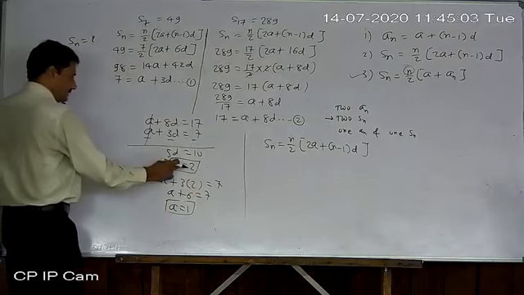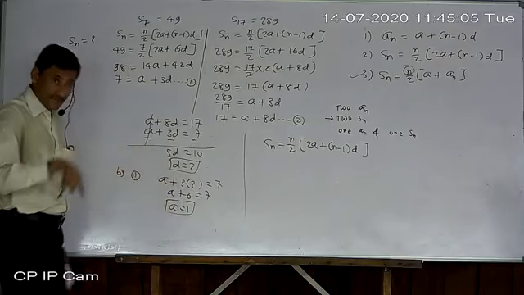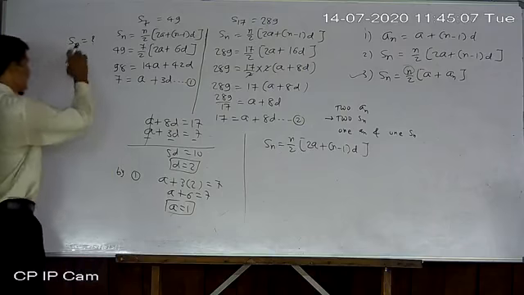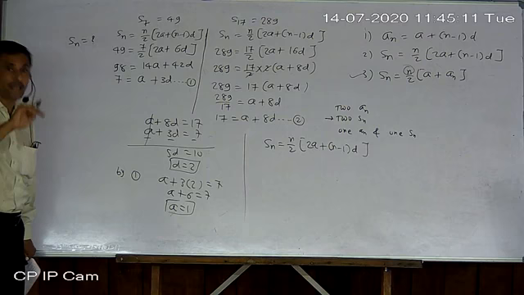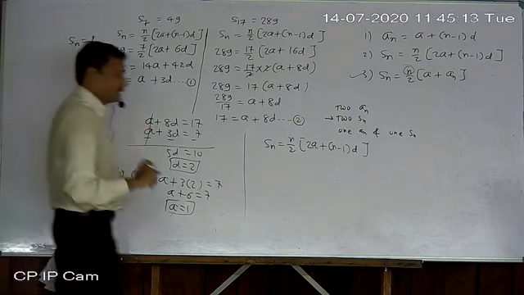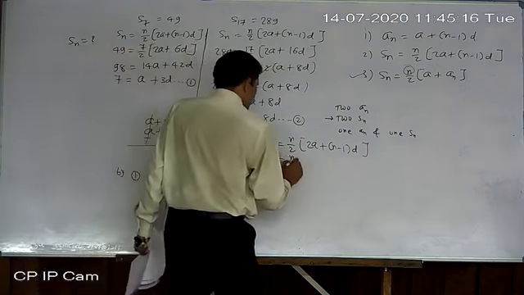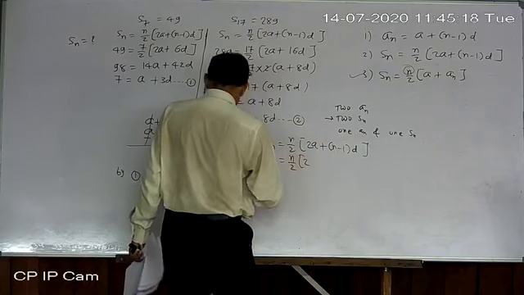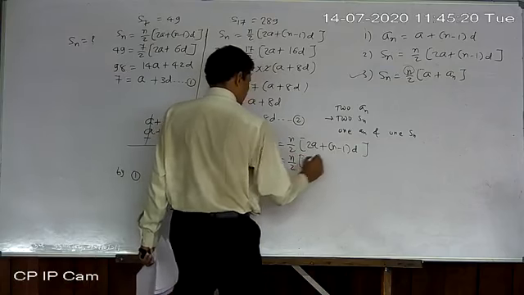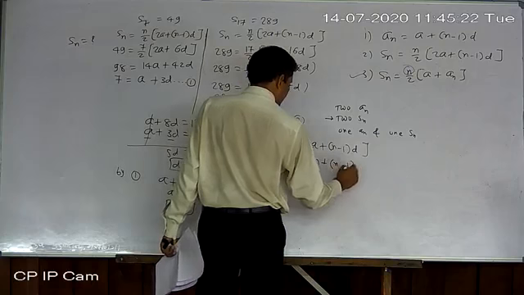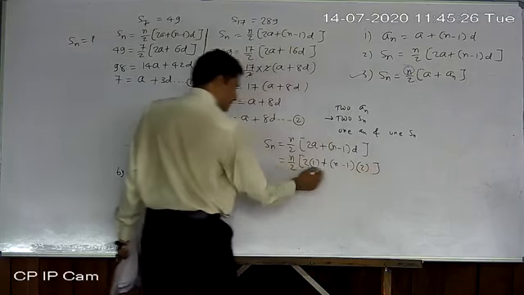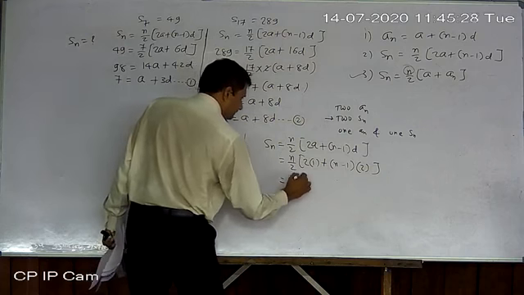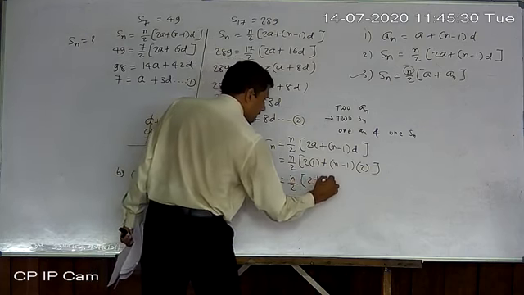Now place the value of a and d, but n is n only. So not S25, S30, S60, S100, but Sn means n remains n only. So no value of n, but the value of a we already found. n minus 1 remains n minus 1 only, but d we found 2. So just simplify it. n by 2, 2 plus 2n minus 2.